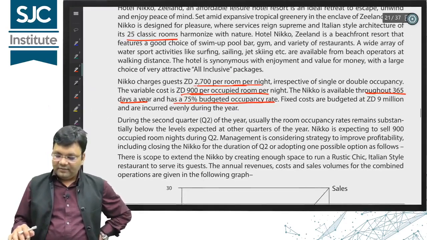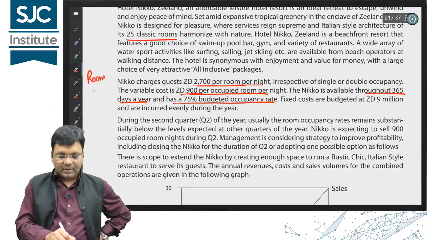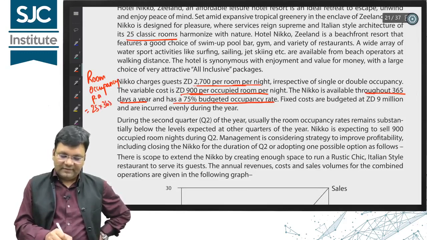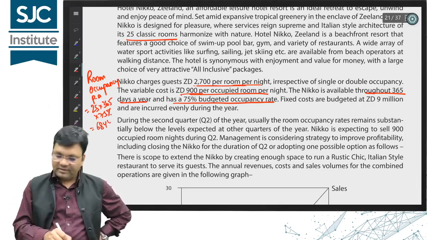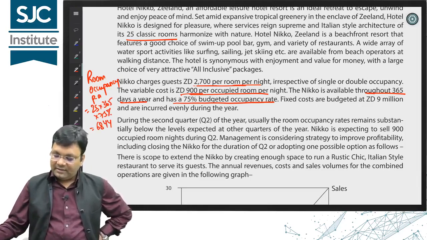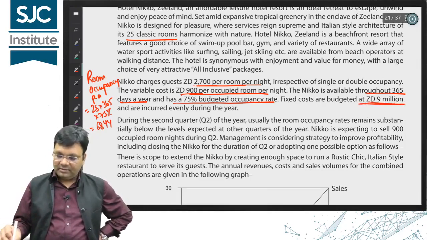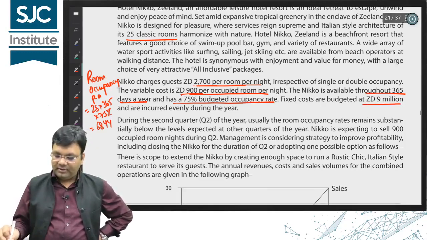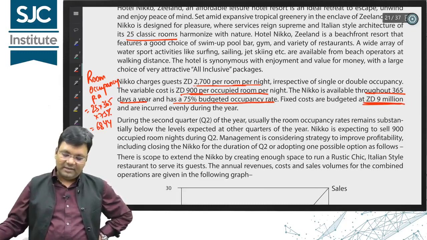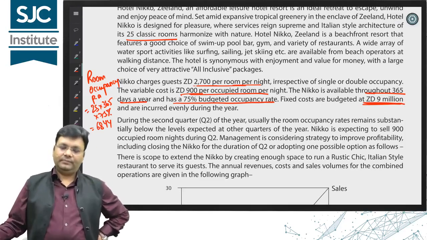So you can find from here total room occupancy per annum. 25 rooms are there, for 365 days the occupancy is 75%. So 25 into 365 into 75% is giving me 6843.75. I am taking 6844. Fixed costs are budgeted at ZD 9 million and are incurred evenly during the year.